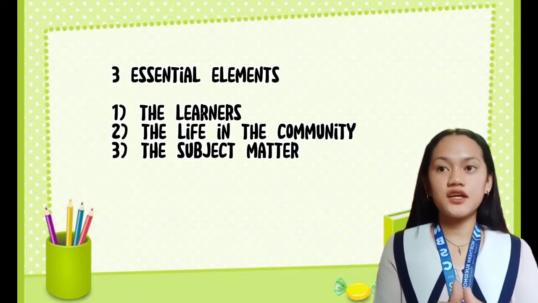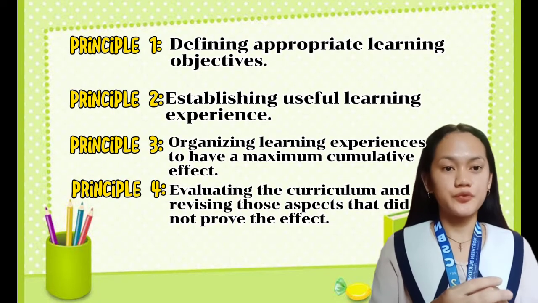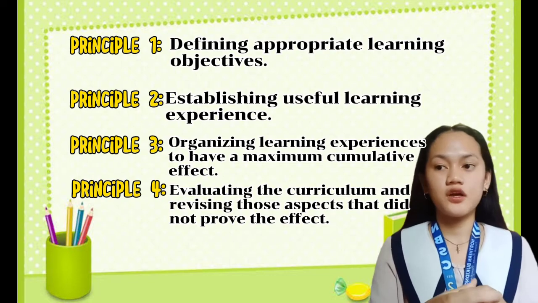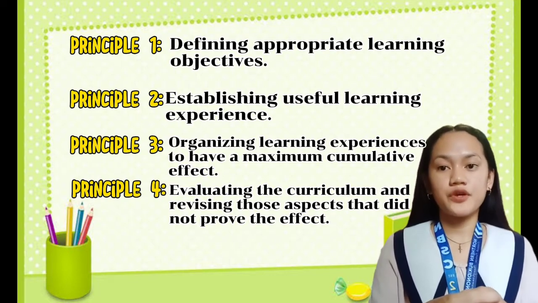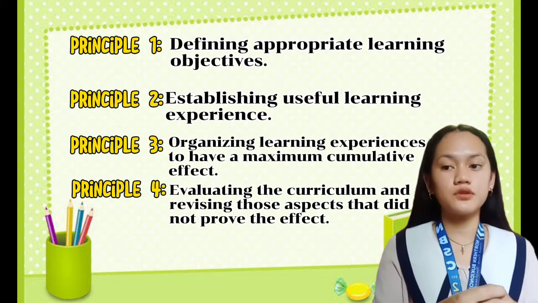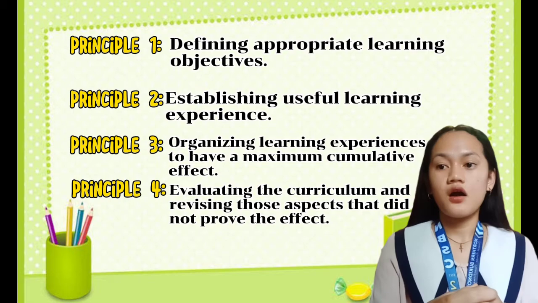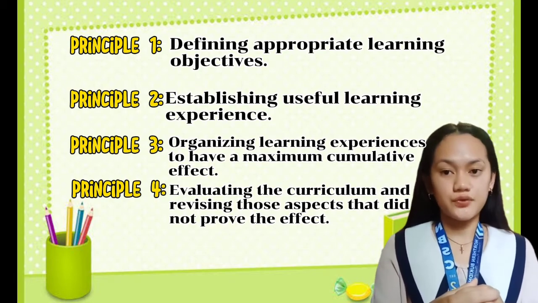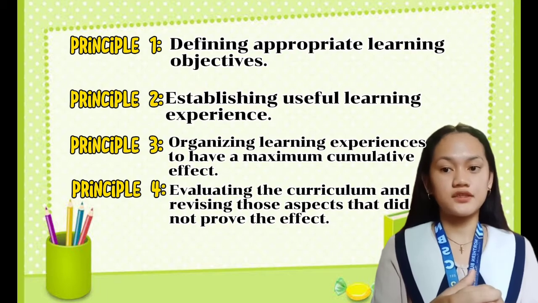There are three essential elements in Tyler's model. First, the learner. Second, the life in the community. Third, the subject matter. Tyler's model principles. So there are four principles. Principle 1, defining appropriate learning objectives. Principle 2, establishing useful learning experiences. Principle 3, organizing learning experiences to have a maximum cumulative effect. And Principle 4, evaluating the curriculum and revising those aspects that did not prove effective.